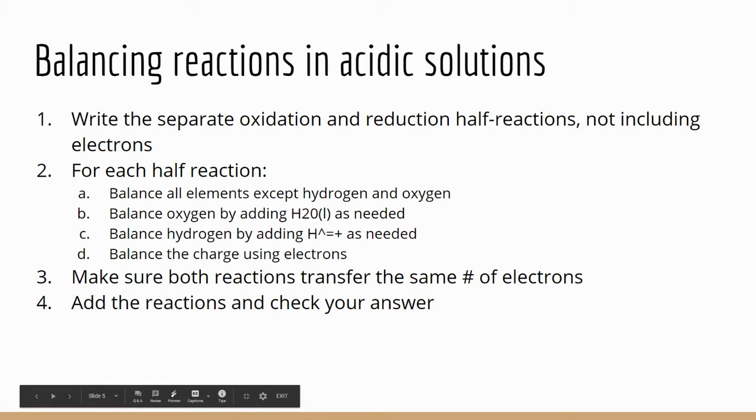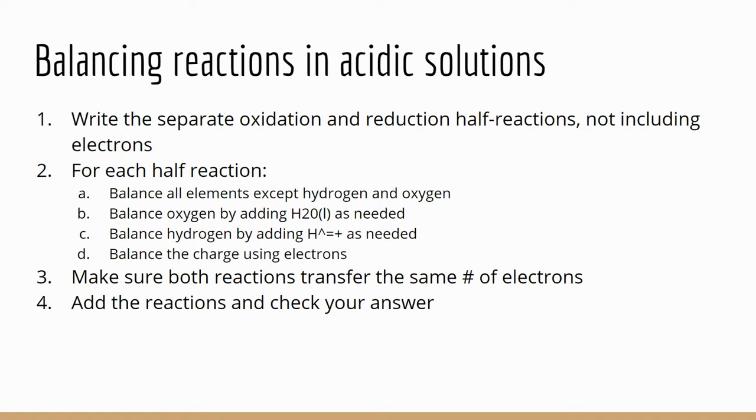Pause here. Sometimes you're going to end up in a position where you need to balance something and it looks like it's impossible, and it's actually not impossible. There's a method to it. We have to assume that it's in an acidic solution. That's a fair assumption because acidic solutions are often really strong oxidizing agents, so they tend to cause oxidation reduction reactions to happen.